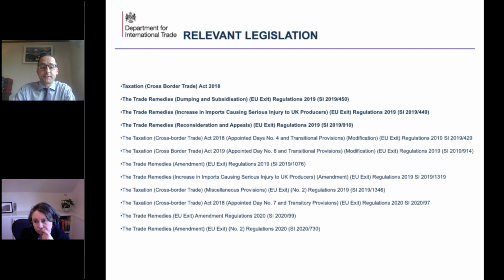So I just mentioned this really to suggest treading carefully when navigating your way through the legislation, because there are a lot of regulations to take into account. And now over to Sarah, I think.